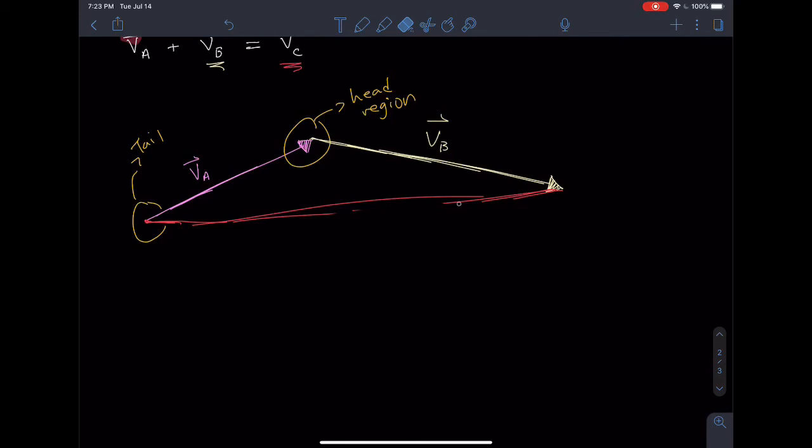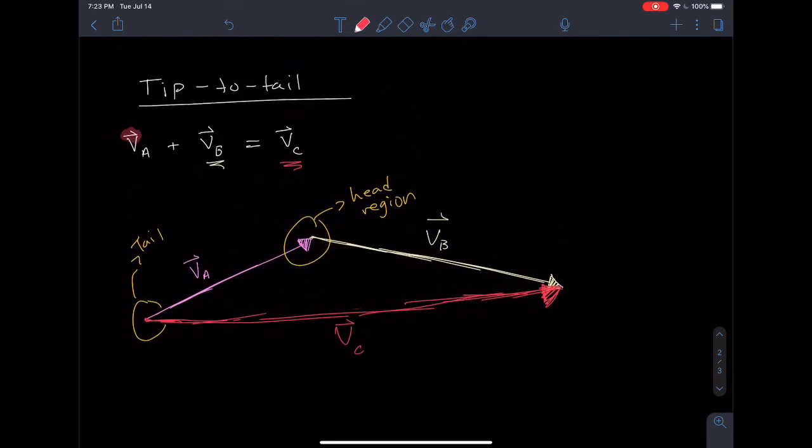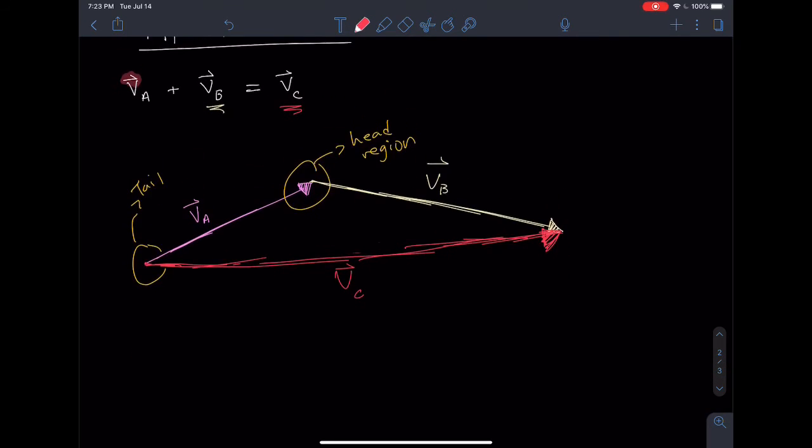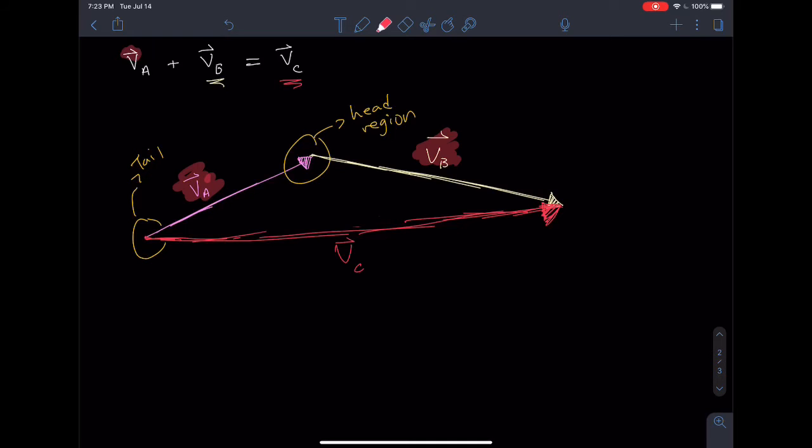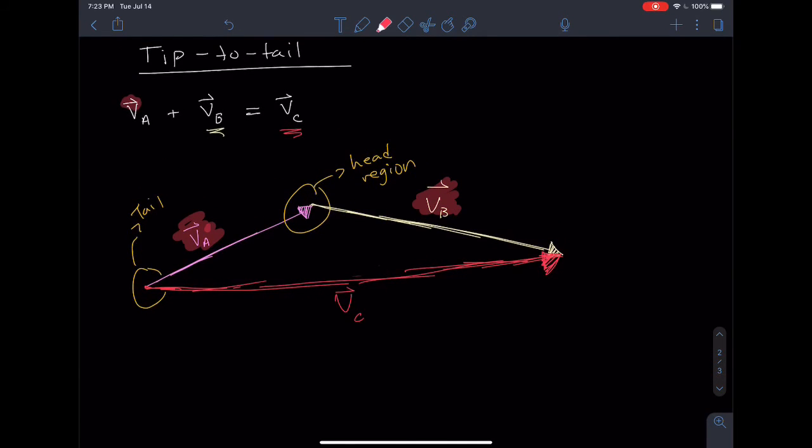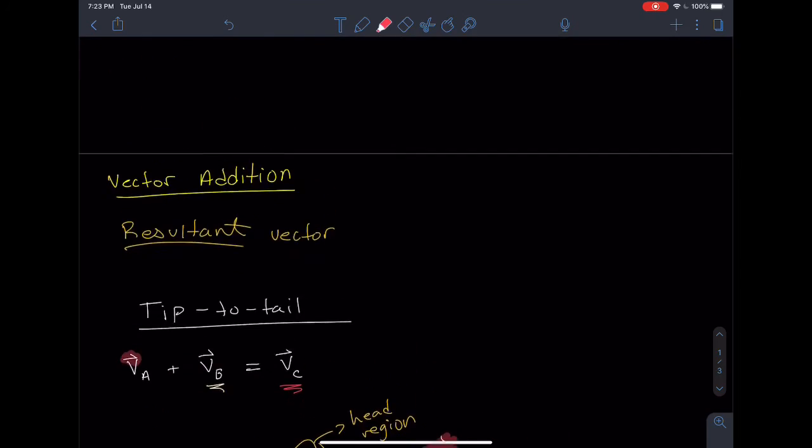Maybe don't do it as terribly as I did, but something to this effect, where the two vectors connect. This is the tip to tail method, and this red vector is going to be vector C, which is our resultant. So this is the tip to tail method. If you're given vector A, which we saw here, and vector B in this form, we can connect them using the tip to tail method to form vector C, which we got right here.